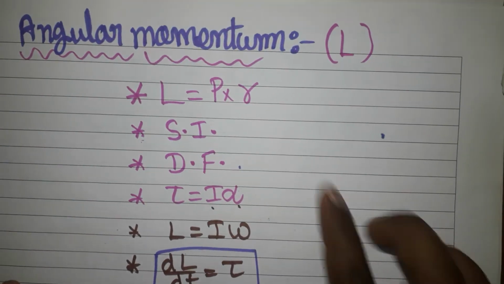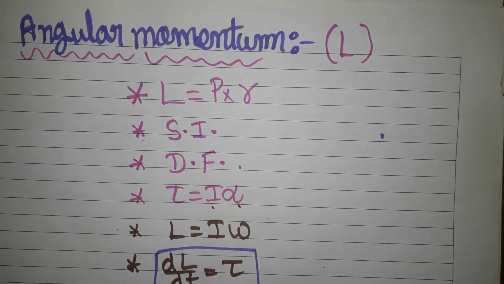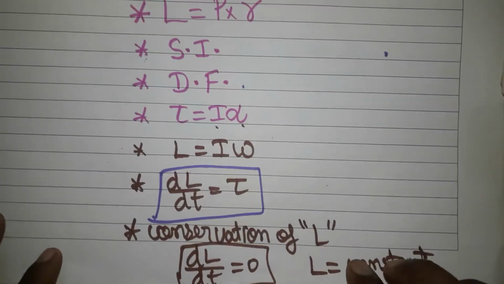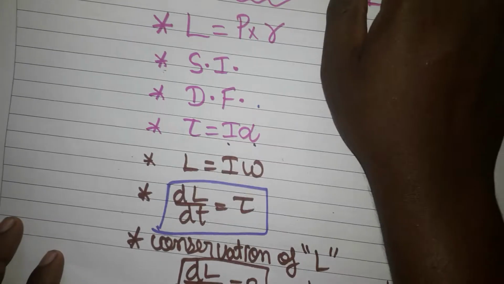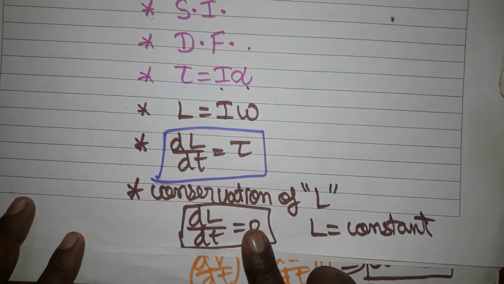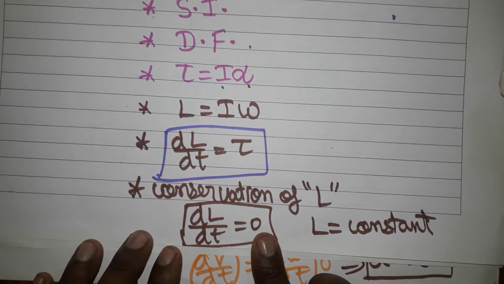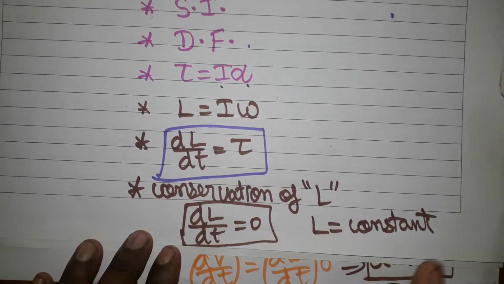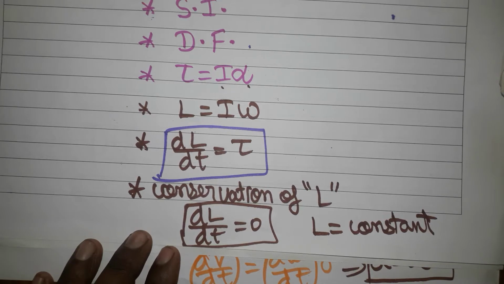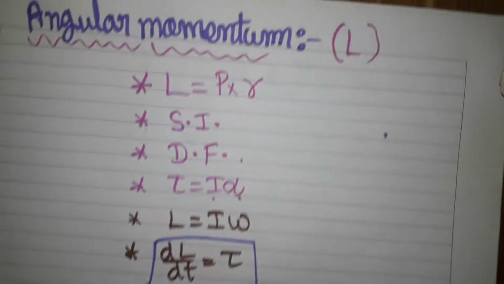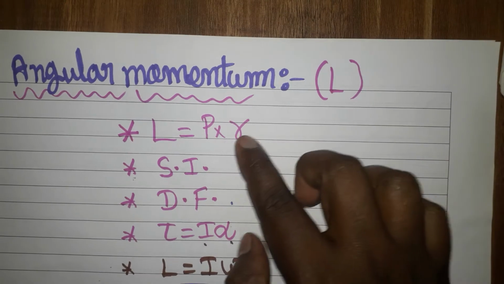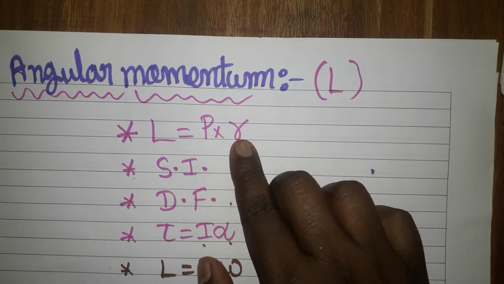Hello students, today we are going to learn about angular momentum and its relations, and also conservation of angular momentum. This is what we are going to learn. First of all, conservation of angular momentum: if you prove dL by dt is equal to 0, it means L is going to be conserved. L is called angular momentum. First we are going to learn angular momentum. Angular momentum is equal to linear momentum into radius.